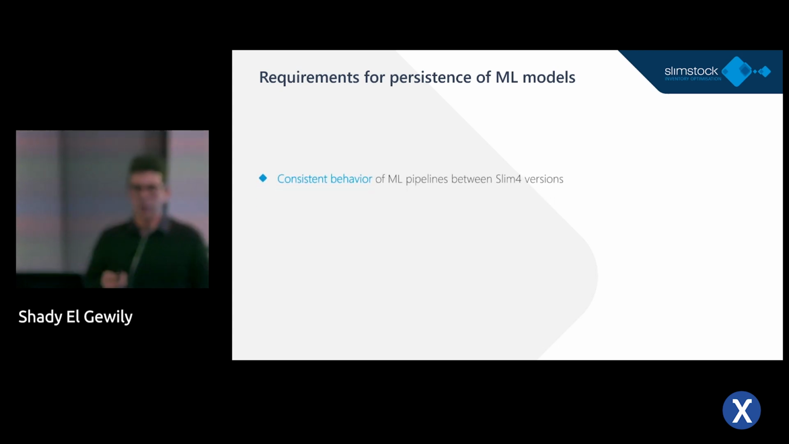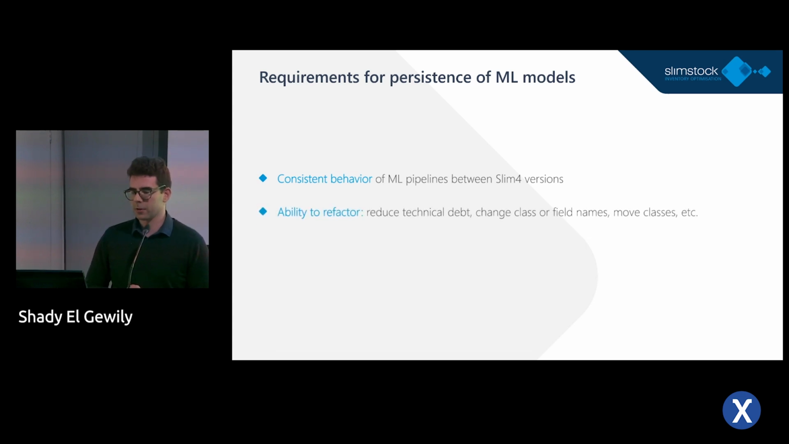Now, there are some requirements for such machine learning models, in our opinion. So there needs to be some kind of consistent behavior of the entire pipeline between Slim4 versions. If I train a machine learning pipeline in version 1, then I still want it to work in version 3, even though the software may have changed, like in terms of the class may have moved to some different package. I don't care about that as a customer. I still want my machine learning model to work the same way. So that's what I mean with consistent behavior.